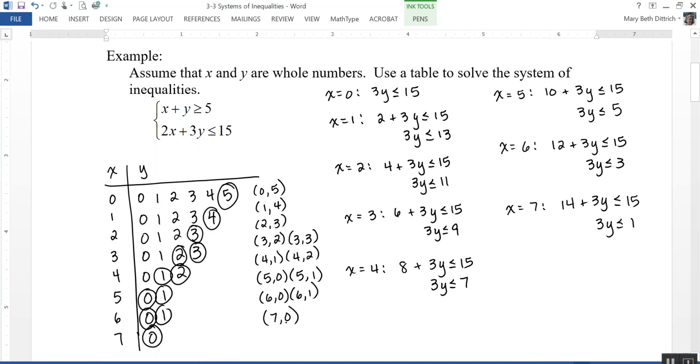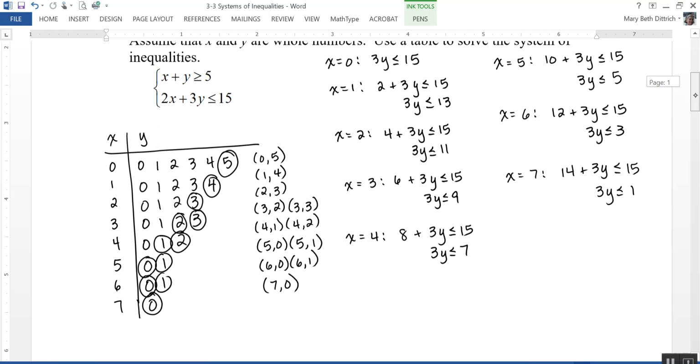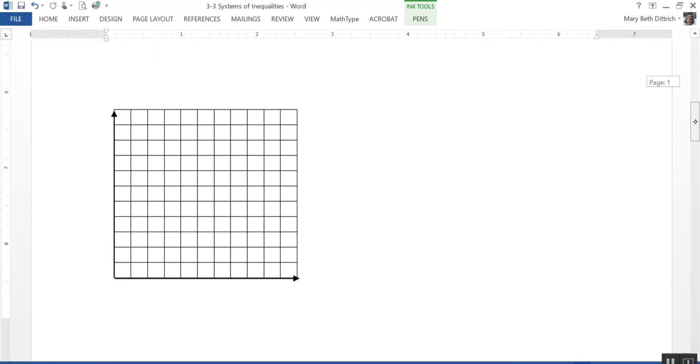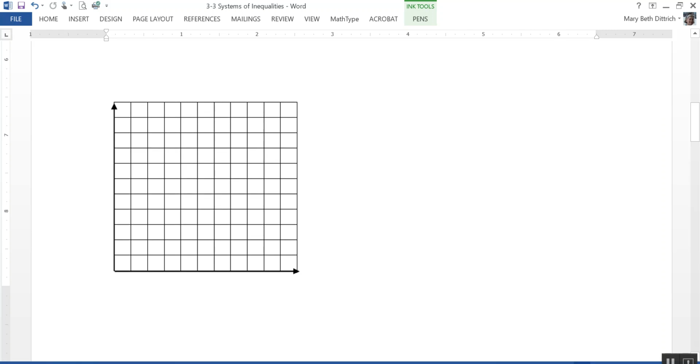So that's kind of a tedious way to solve a system of inequalities. Another way you could do it is by graphing, which we'll take a look at in the next example, but I'll give you a little sneak preview here. So here we have a little first quadrant of the coordinate plane, and my first inequality, which was x plus y is greater than or equal to 5, I can graph that pretty easily using my x and y intercepts.